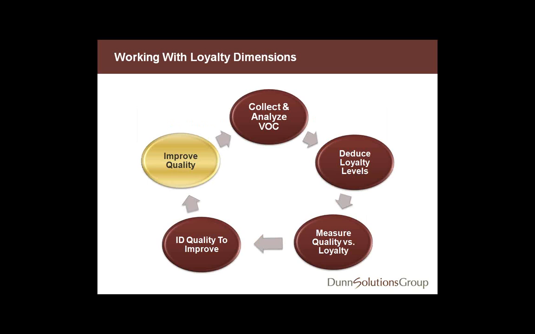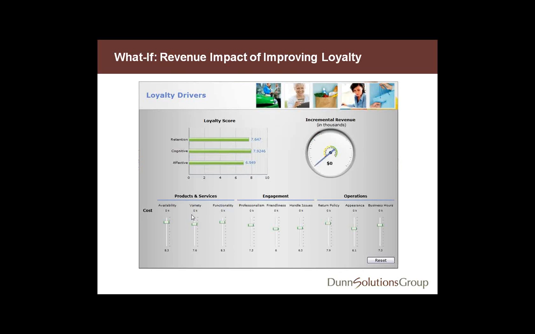The next step would be to understand which of those qualities we should improve based upon a cost-benefit analysis. So it is important to identify the cost associated with making changes. Well, we have created a what-if scenario dashboard that allows you to change the average rating for each of the 9 quality dimensions. A cost was calculated for every change in the performance rating. As you make changes to the ratings, the cost and revenue change.